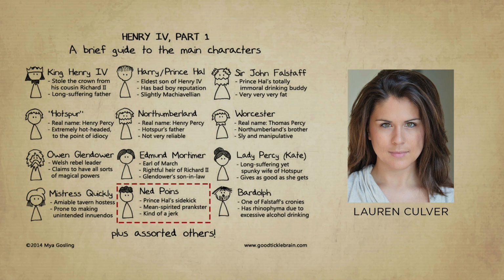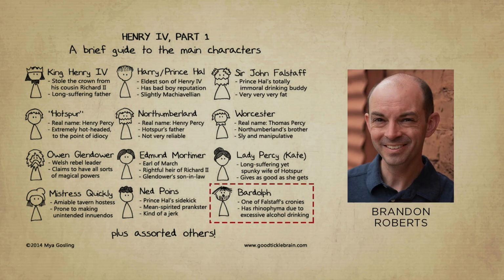And there's Ned Poins, who is another criminal and a friend of Hal's, and Bardolph, who is one of Falstaff's cronies, and he has a big red nose from drinking too much his whole life. And by the way, he appears in the most plays of anybody in Shakespeare. He's in 4 Shakespeare plays: Henry IV Part 1, Henry IV Part 2, Henry V, and The Merry Wives of Windsor. That's the most any male character is in.